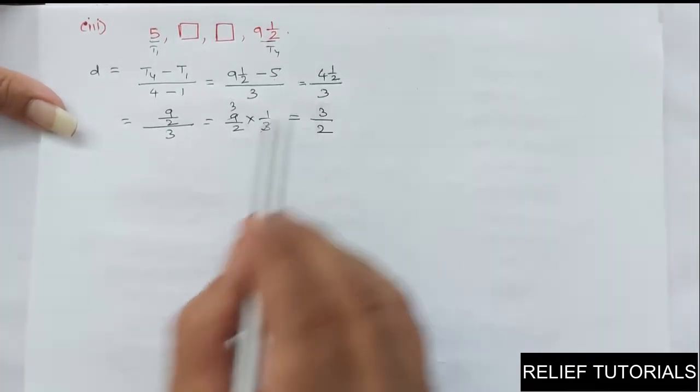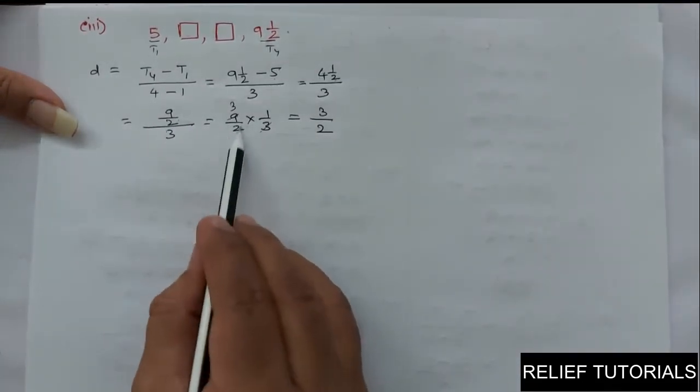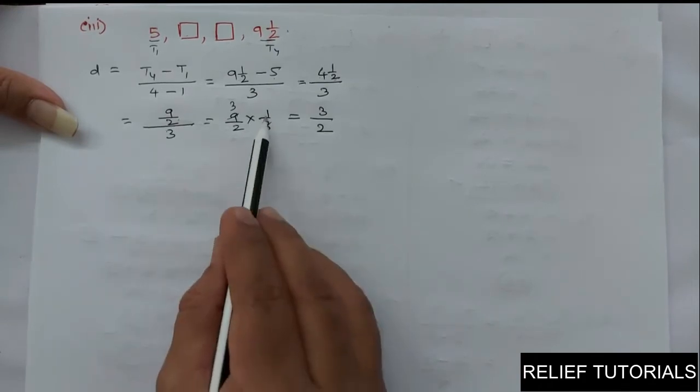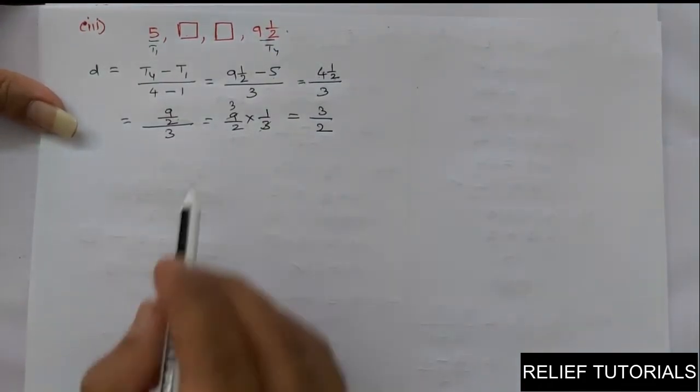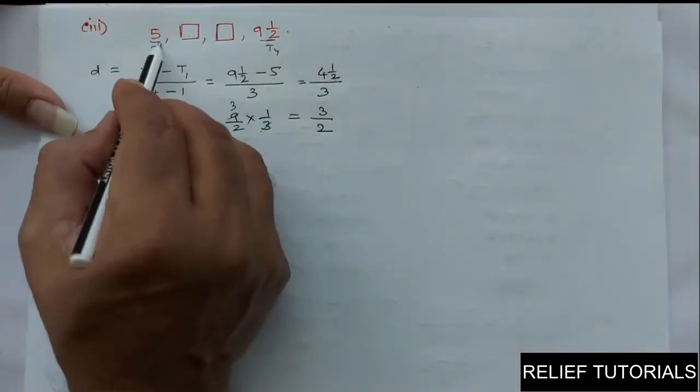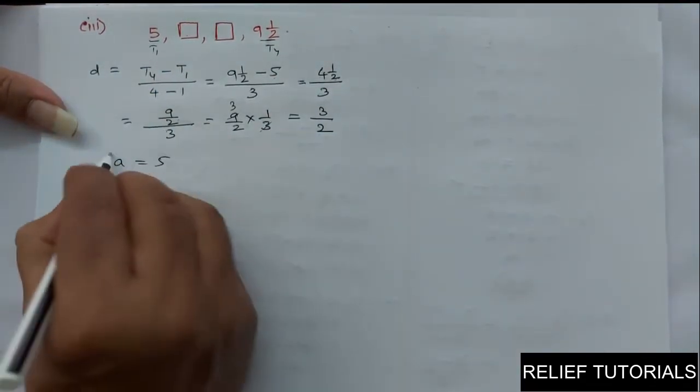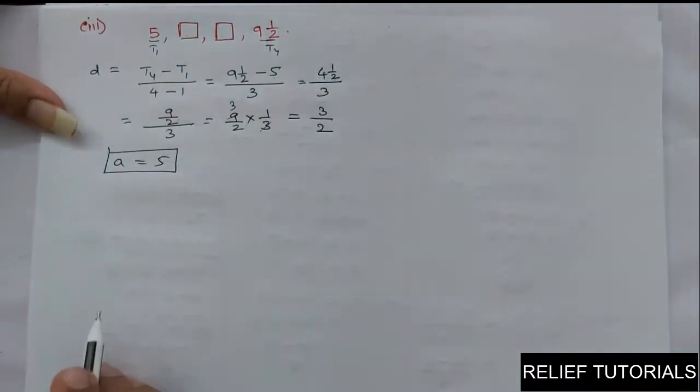8 plus 1, 9. 9 by 2 upon 3. So this is numerator as it is. When I multiply, the reciprocal of 3 is 1 by 3. So you got 3 by 2. Okay. So you got difference, you got A. Also A is equals to 5. So you have A is equals to 5, you have difference equals to 3 by 2.